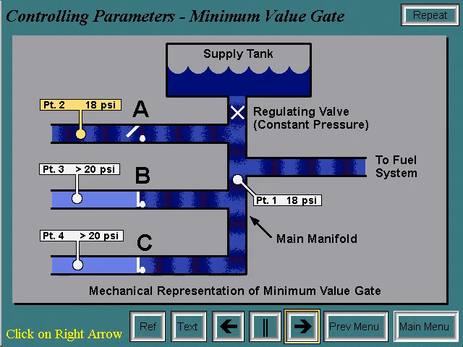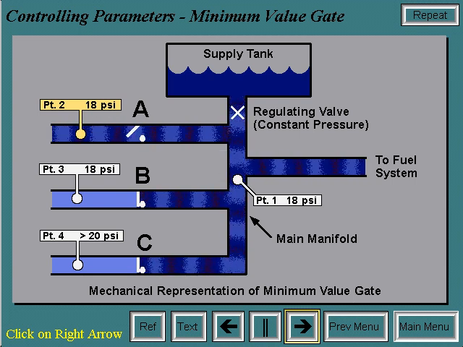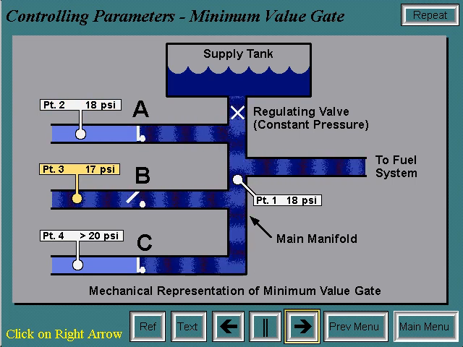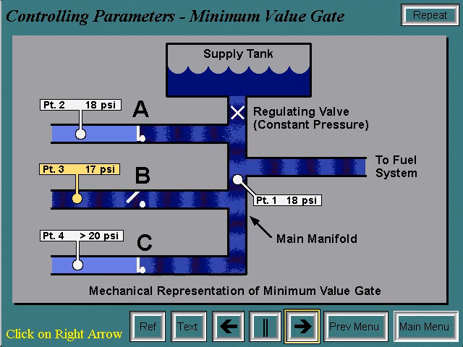As the operating conditions change, the pressure requirements at points 3 and 4 change. As the pressure, say, at point 3 drops below 18 psi, for example, 17 psi, the manifold pressure will be brought down to 17 psi, causing check valves A and C to close and check valve B to open. Therefore, system B is now controlling.